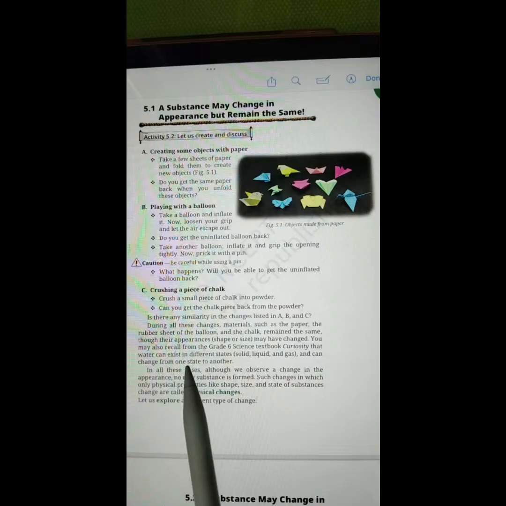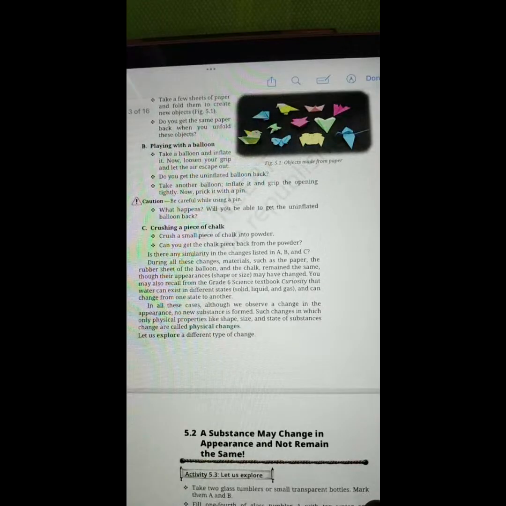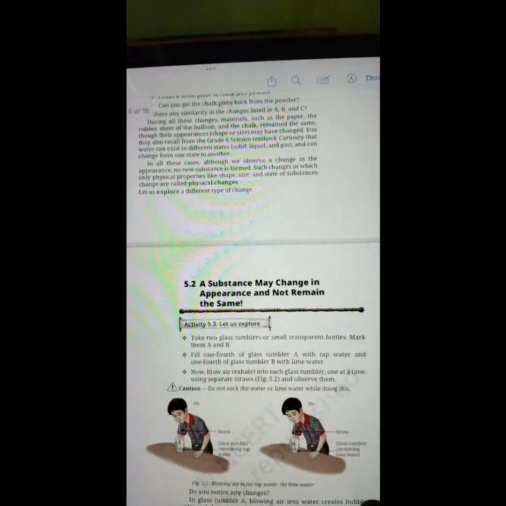You may also recall from the grade 6 science textbook Curiosity that water can exist in different states. It could be solid, liquid, and gas and can change from one state to another. In all these cases, although we observe a change in the appearance, no new substances form. Such changes in which only physical properties like shape, size, and state of substances change are known as the physical changes. Let us explore a different type of change.